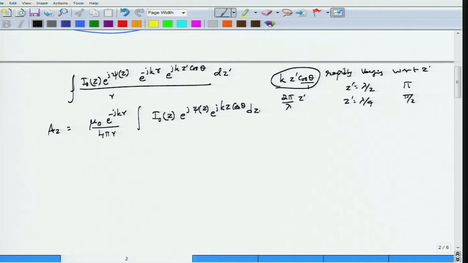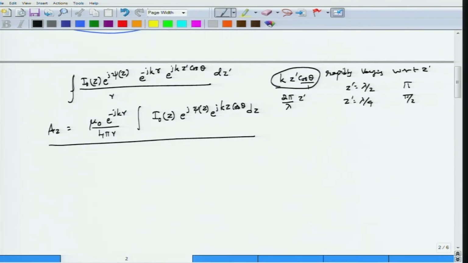I am dropping z prime, which would have represented the source point, and just writing z in its place. Okay. Now, how do we proceed? Well, again we are in a soup. First of all, look at this expression very carefully and understand why we are in soup.